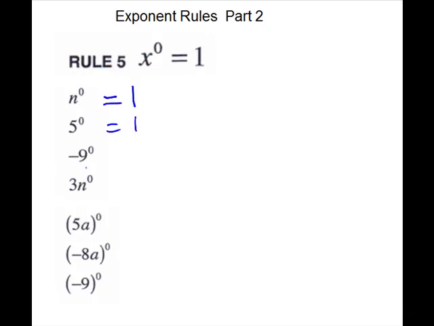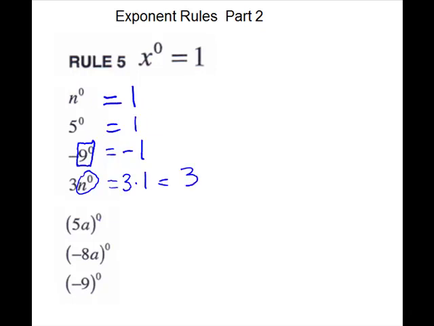The third one, you have to be a little bit more careful. Remember, for a sign to go to the power, it has to be in a parenthesis. So the sign does not go. 9 to the 0 gives you 1, but you still have a negative on the outside. In the next one, the 0 only applies to the n. It has nothing to do with the 3. So you have 3 times 1, which is just 3.